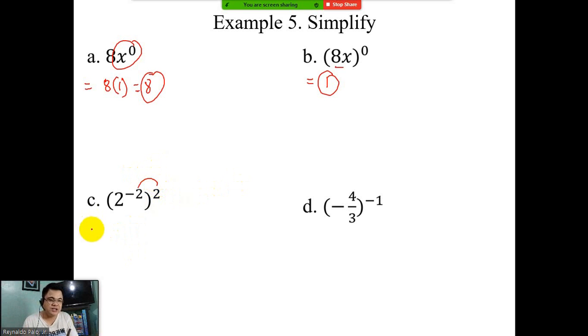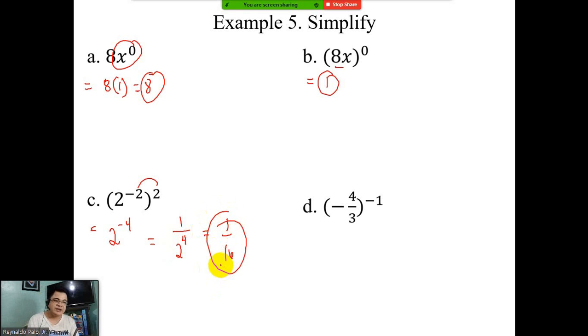Let's multiply the exponents. So negative 2 times 2 is negative 4. Then get the reciprocal. This will become 1 over 2 raised to the 4th power. Then 1 over 2 raised to the 4th power is simply 1 over 16. This will be now your final answer.